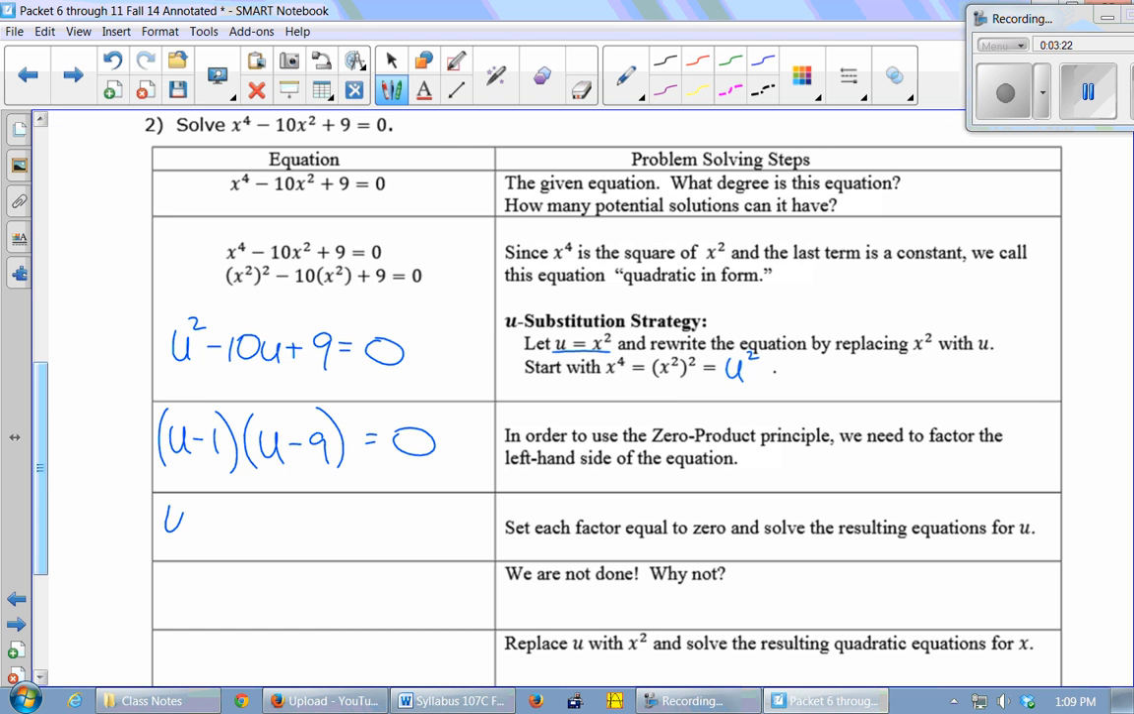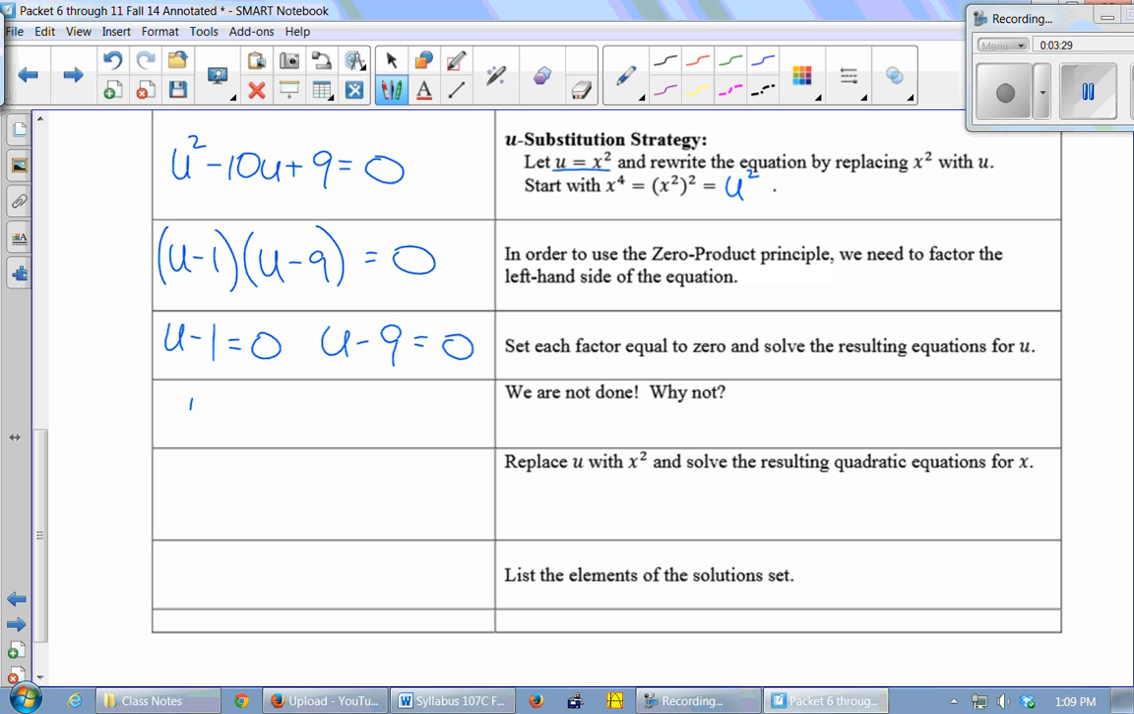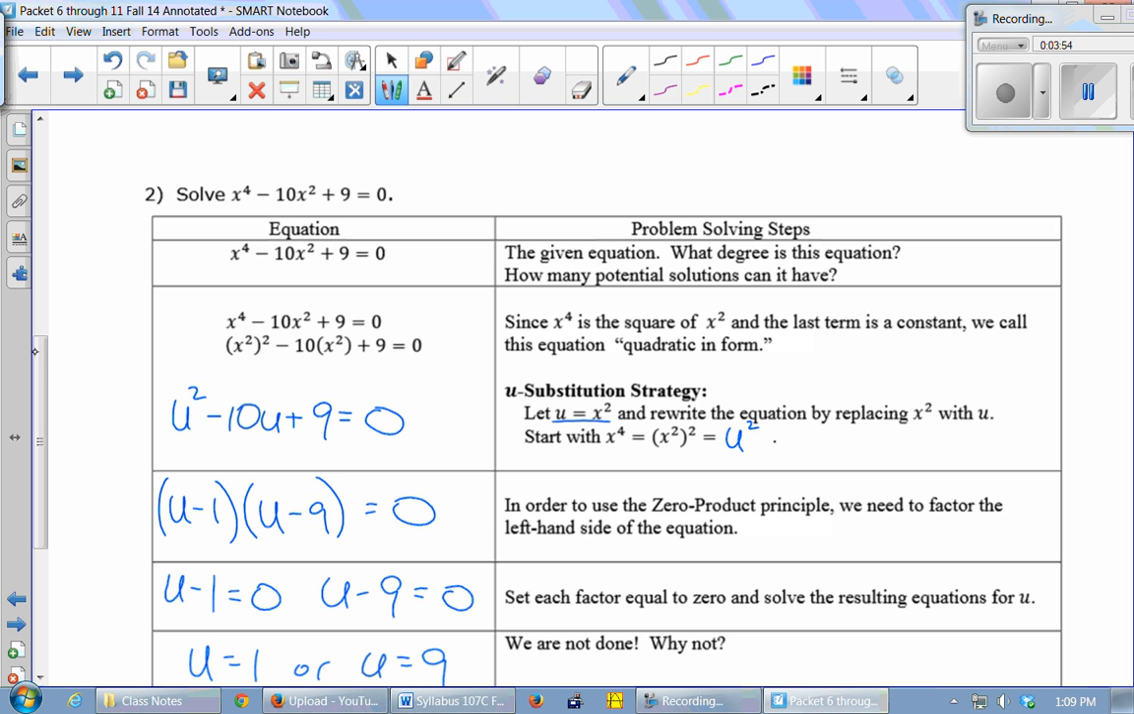Set each factor to 0. Okay, so then I solve each one and I get u equals 1 or u equals 9, but I am not done. Why am I not done? U is x squared. Yeah, there were no u's in the original problem. So I've solved for u, but the problem asked me to solve for x. So now replace my u's with x squareds, right? Because u equals x squared from my first step up here.